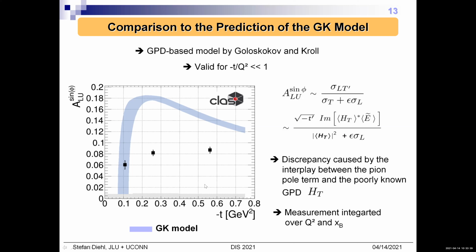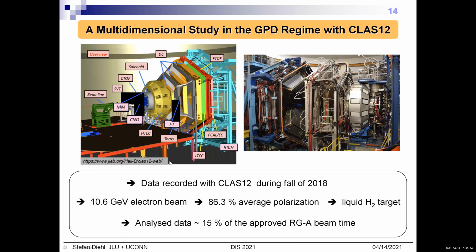But for this figure, I have to mention that the measurement was integrated over Q square and x Bjorken, and therefore we have a quite large uncertainty in the comparison to theory, which is also shown by this large blue band. And to do this more precisely, I did a multidimensional study in the GPD regime with the new CLAS12 data.